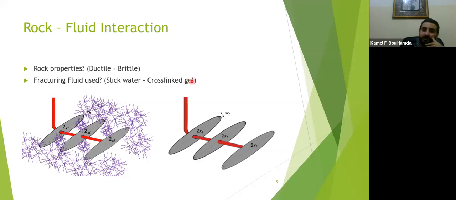For cross-linked gel, they cannot really penetrate small pores, so they have to look at the larger pores. So you're probably going to get first the larger fracture size like this, and after that, there will be minimal or no extension for the fracture itself.